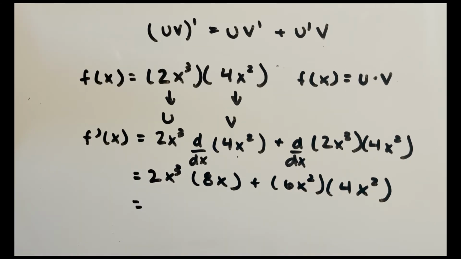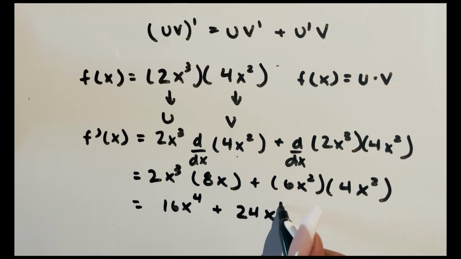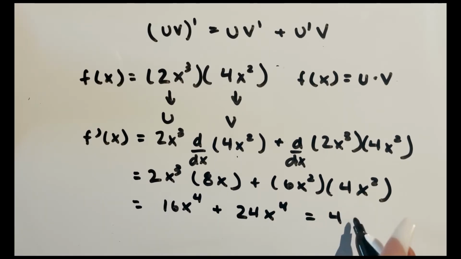Simplifying, we'll get 2x cubed times 8x, which gives us 16x raised to 4. So we multiplied the coefficients and then we added the exponents, plus 6x squared times 4x squared, which gives us 24x raised to 4. Finally, we get our answer of 40x raised to 4. So we were able to find that the derivative of our original function, 2x cubed times 4x squared, equals 40x raised to 4.